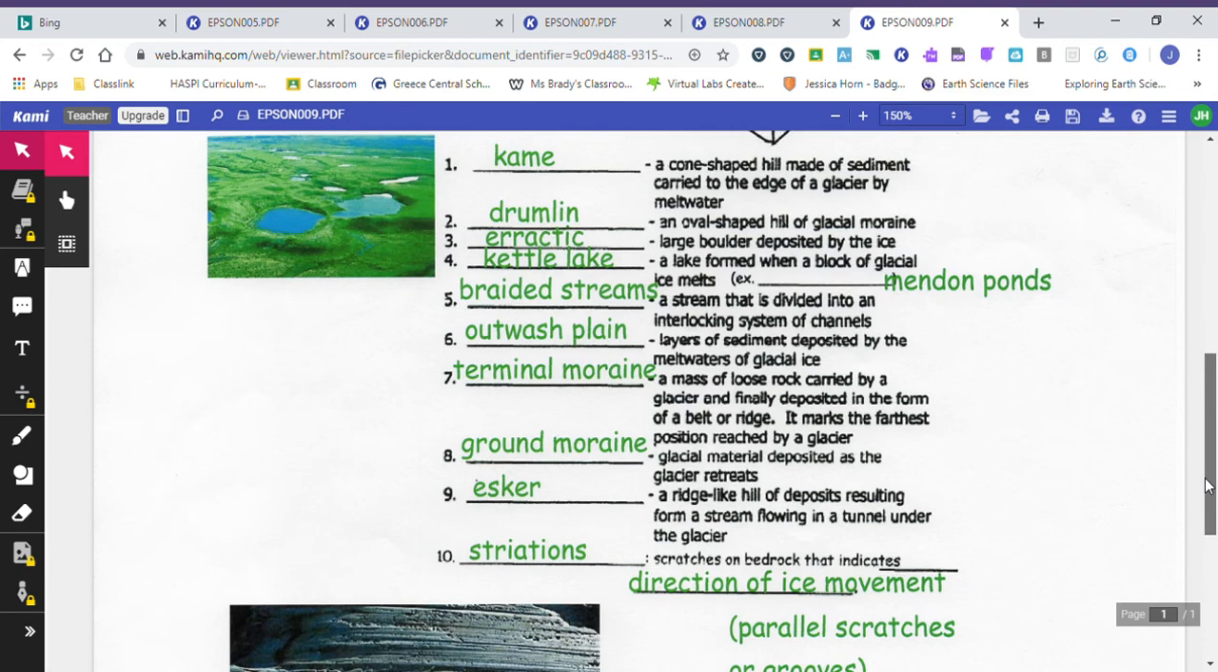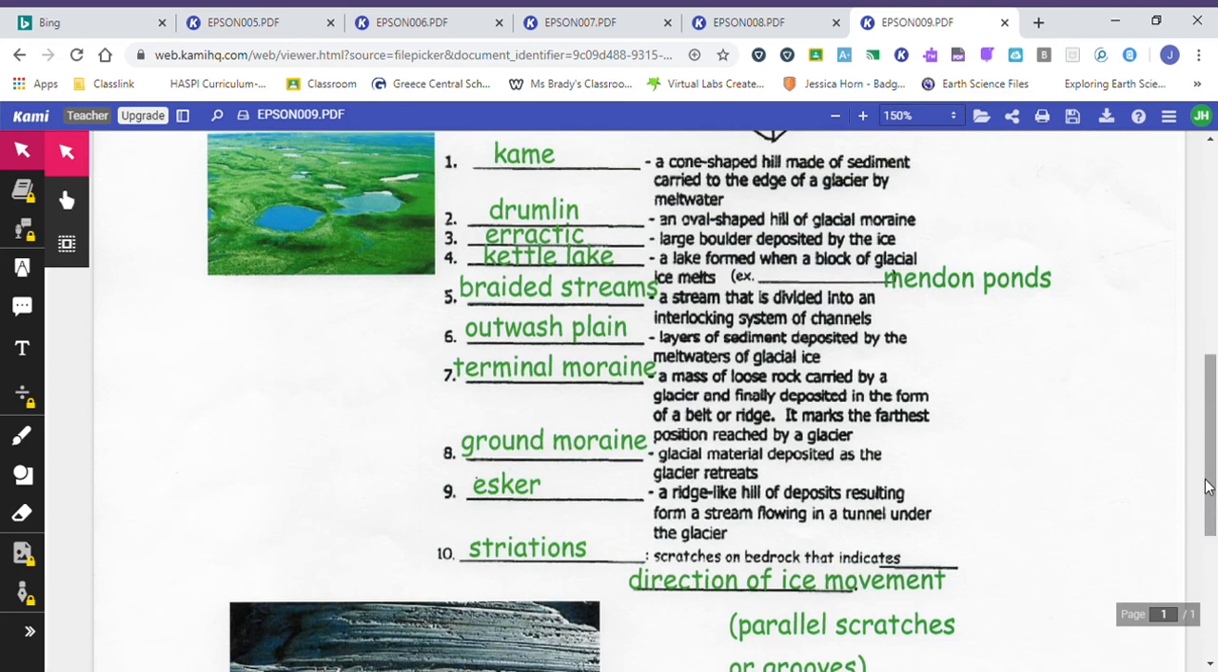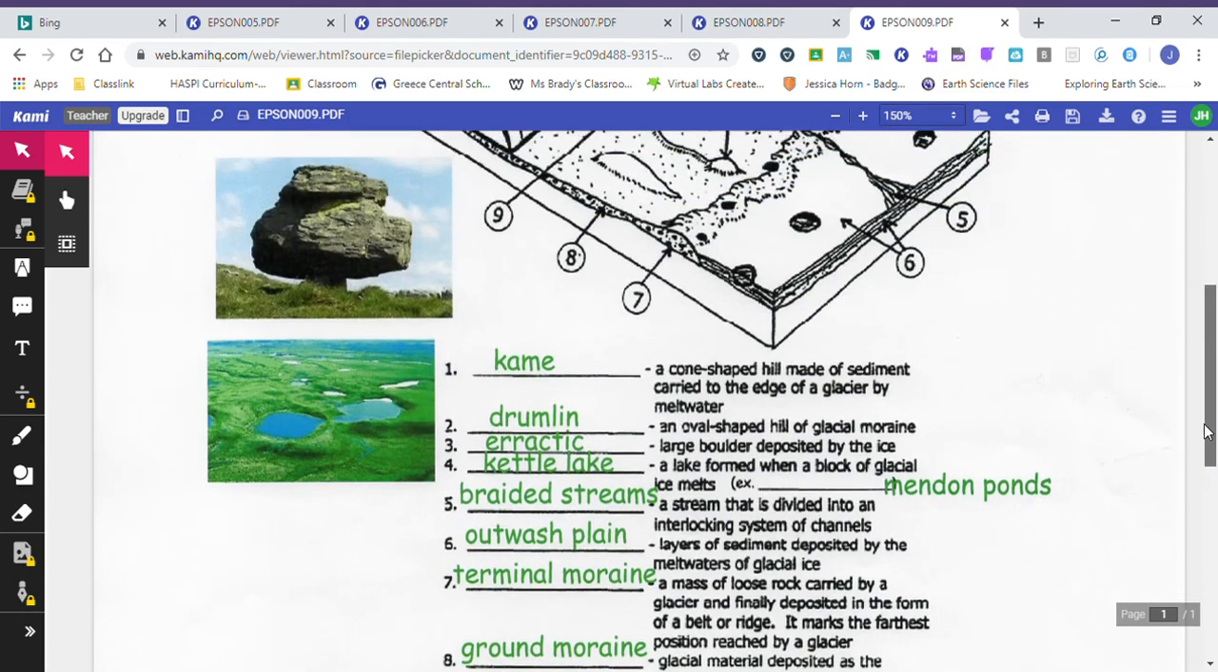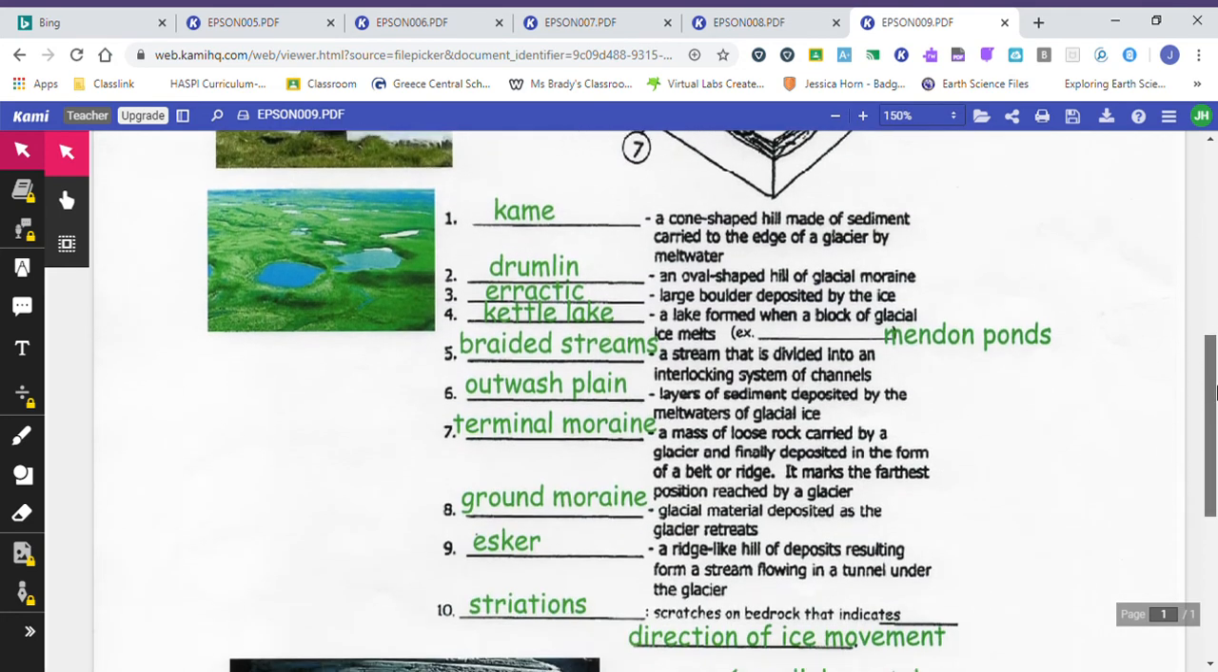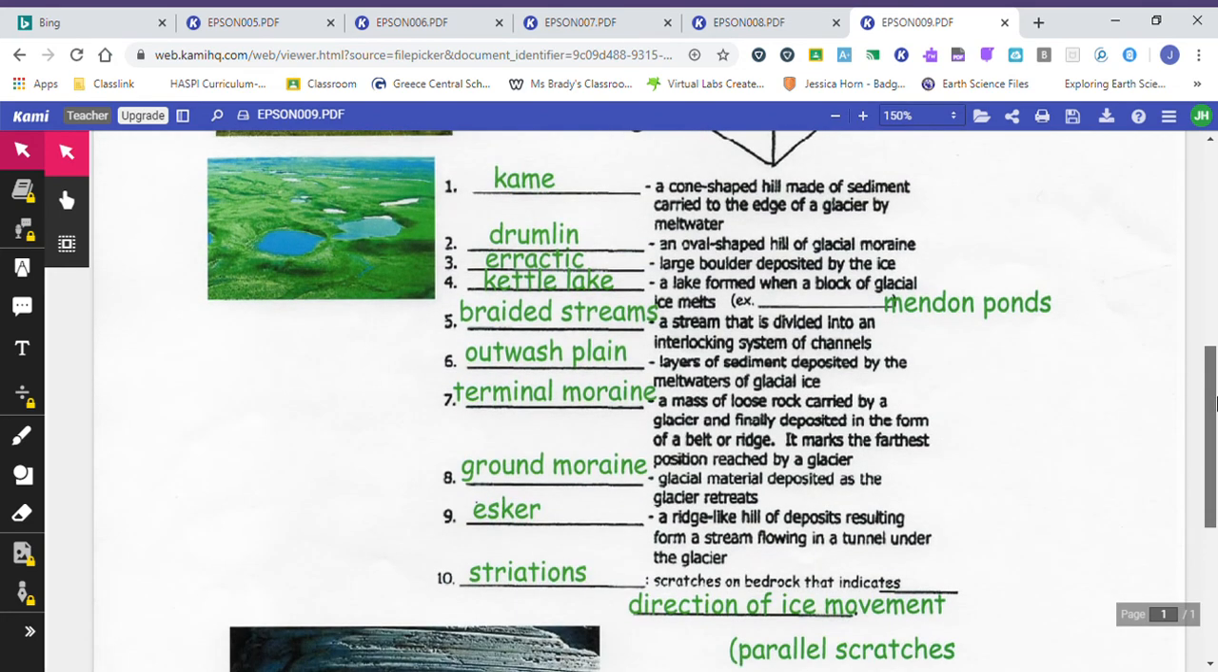And then the last 2 things I've got here, one is called an esker, which is number 9 in the diagram. So I'm going to move that back up here. This is an esker right here. And an esker is a hill of deposits that formed from when a stream was flowing in a tunnel under the glacier.